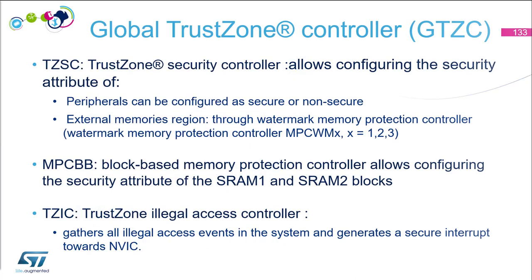GTZC, the Global TrustZone Controller. It's composed of the TrustZone Security Controller, which allows configuring the security attribute of peripherals that can be configured as secure or non-secure. It can also configure the external memory region through the Watermark Memory Protection Controller. We also have the MPCBB. It's a block-based memory protection controller that allows configuring the security attribute of the SRAM1 and SRAM2 blocks. And then with the TZIC, the TrustZone Illegal Access Controller, it gathers all illegal access events in the system and generates a secure interrupt toward the NVIC.